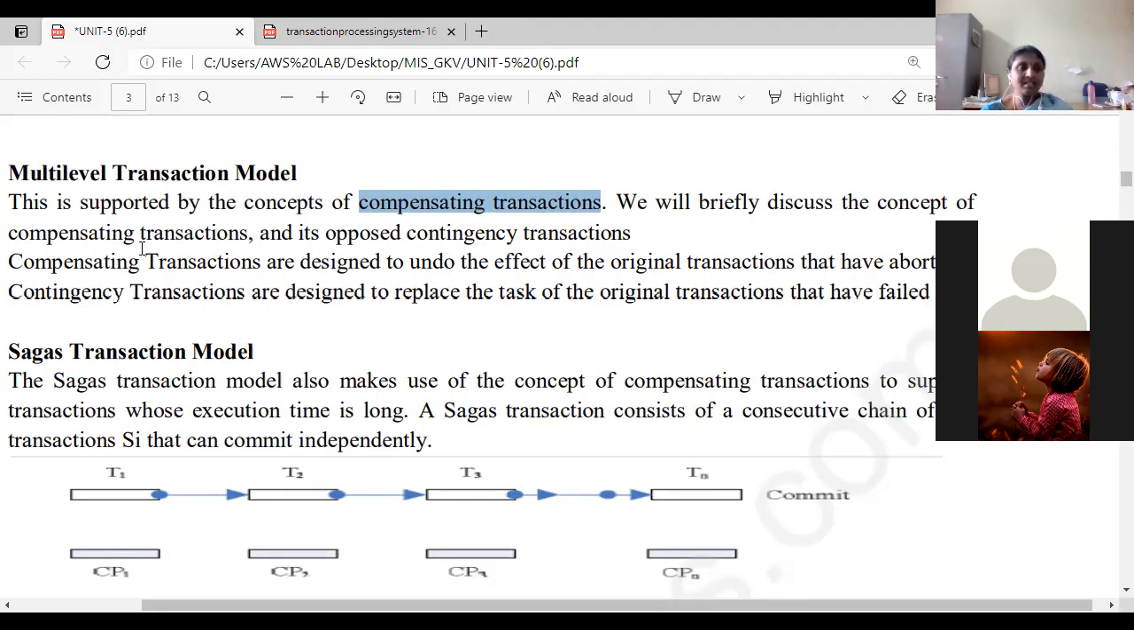So in the multi-level transaction model, when you are going to execute this type of model, we are considering the two types of transactions.